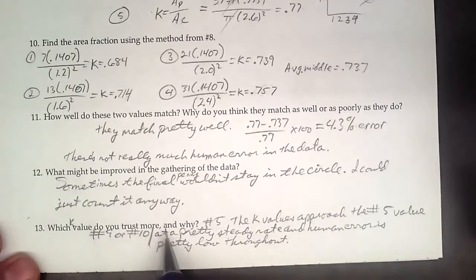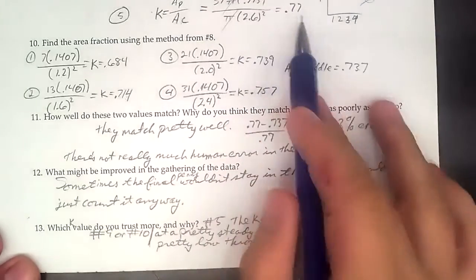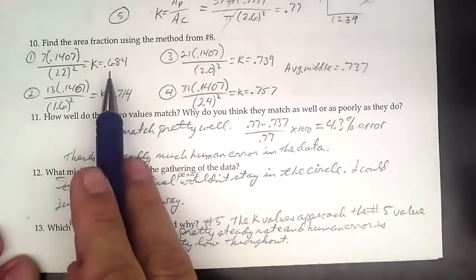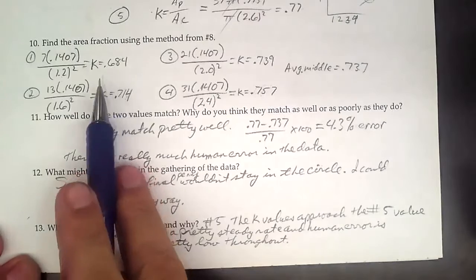Which K value do you trust more and why? I trust the number 5 because the values keep approaching the number 5. They keep going up. And well, I said at a pretty steady rate. I think it's maybe actually decreasing, but anyway, they keep going up. So what's more likely, that the bottom one is right? No, because they keep going up.